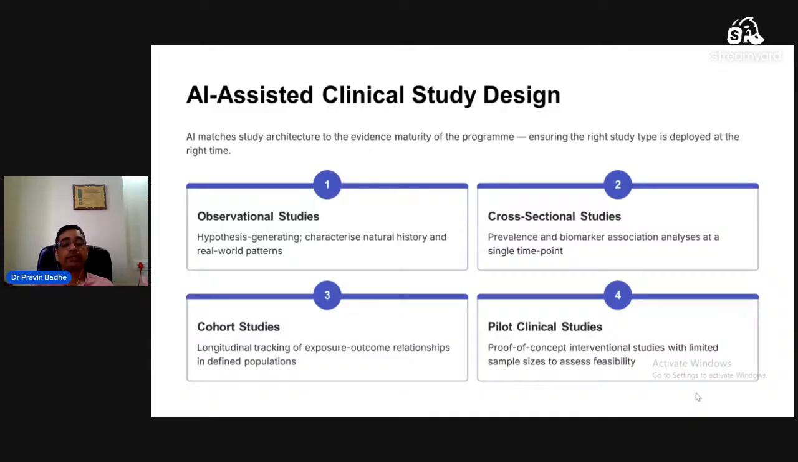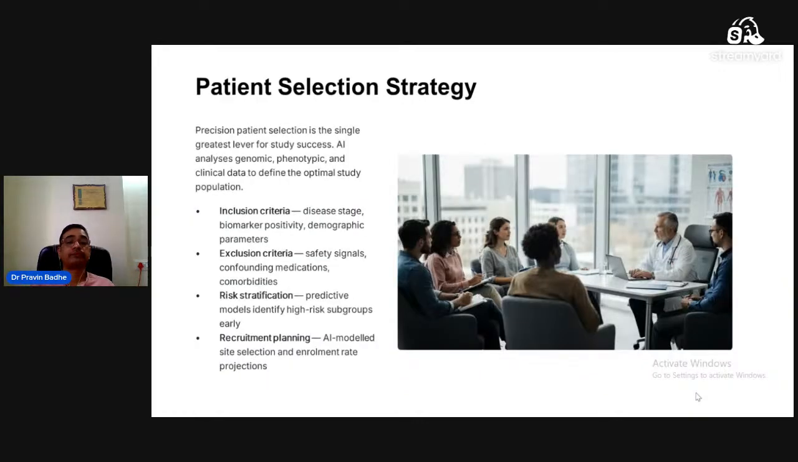So we design cross-sectional clinical studies, then pilot and feasibility clinical studies to understand the proof of concept of those formulations, and the cohort studies. So in a cross-sectional study, we look at a single point. In a pilot study, we understand whether it is feasible to take it for scale up, and in a cohort, at different points, we are looking at the activity.